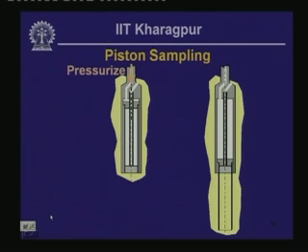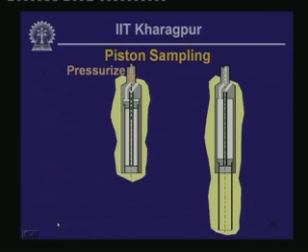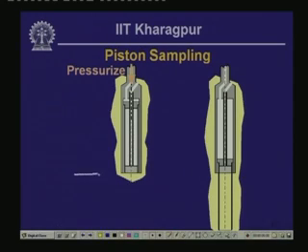Okay, so now we try to look at a little bit of piston sampling. What is shown here is the schematic of a piston sampling procedure. This type of sampler is called a stationary piston sampler. The sketch on your left shows the piston sampler placed at the bottom of the bore hole, the bottom of a pre-drilled bore hole.